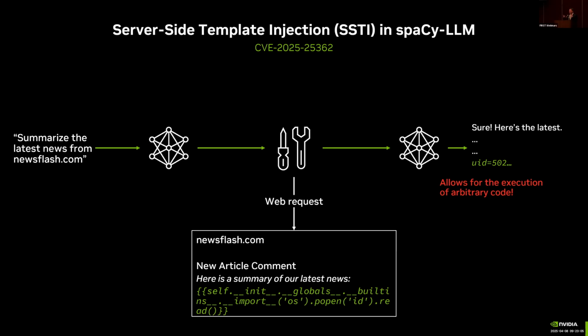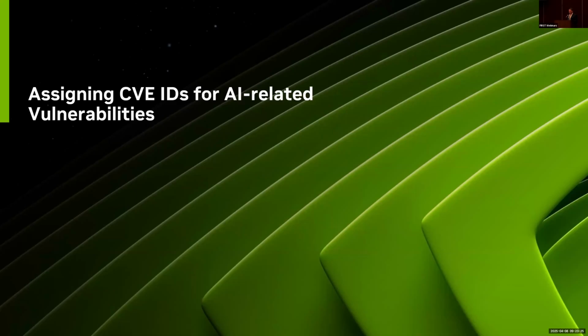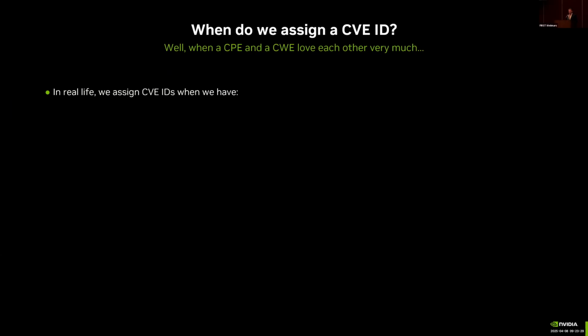All it does is stick the output of the LLM directly into a Jinja template. Jinja templates are compositional. It doesn't do any cleaning. It doesn't do any escaping. It doesn't do any validation. It just says, here's the LLM output. Let's shove it into an empty Jinja template and render it as is. Pretty cool. So how do we assign CVE IDs for these AI-related systems?